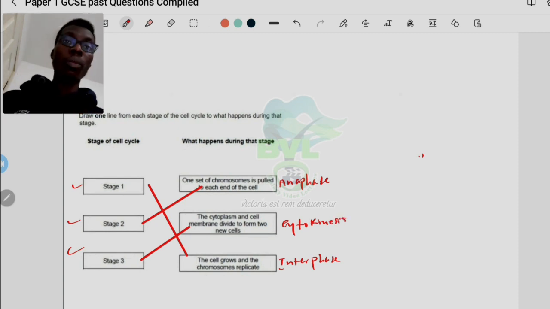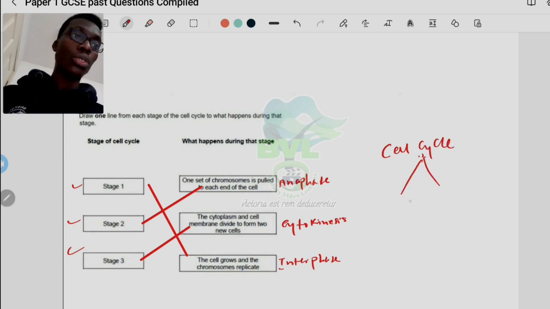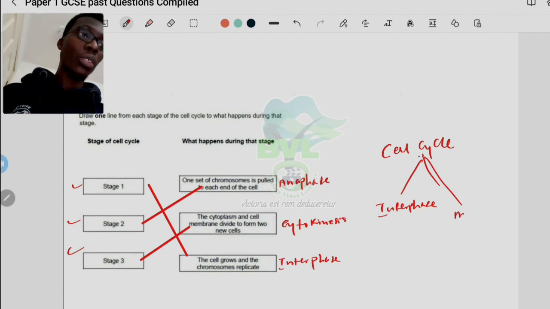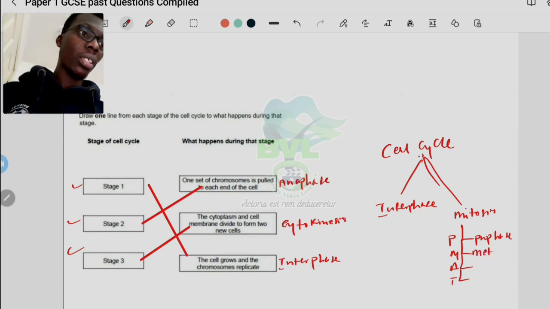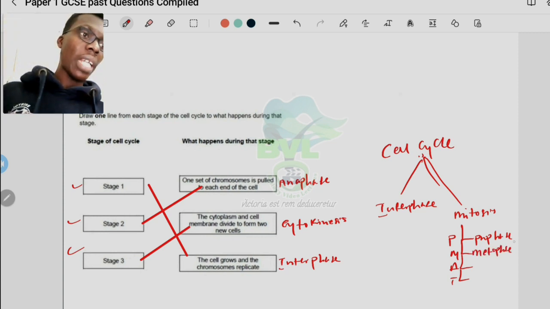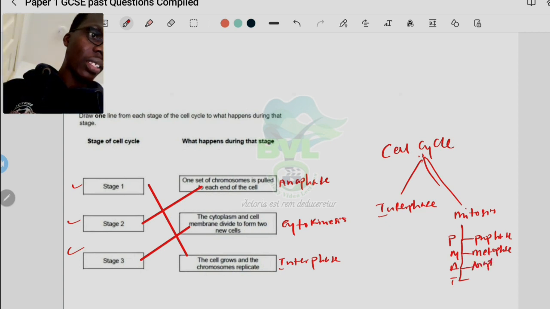In cell cycle or cell division, whether it is mitosis or meiosis, the cell will usually go through something. The cell cycle is usually divided into two: interphase and mitosis. And that mitosis is divided into PMAT. The P is prophase, the M is metaphase, the A is anaphase, and the T is telophase.